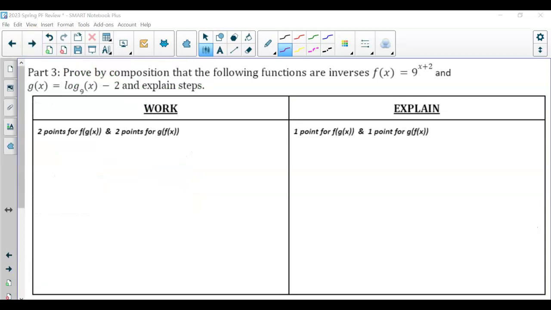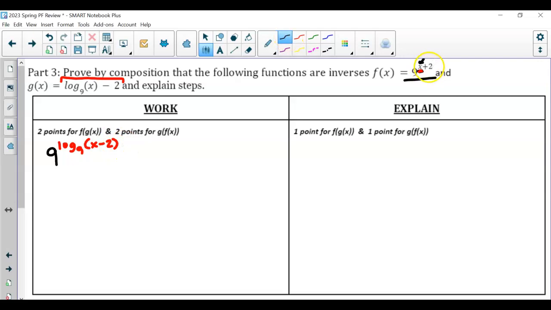And so now in part 3, we're going to prove by composition that the following functions are inverses of each other. So notice how we do need to go with our work both directions. So here, I'm going to start off with 9 to the x plus 2. So I've got my base 9, but instead of putting x, what are we putting in the place of x here? We are putting the log. So this is 9 to the log base 9 of x minus 2.